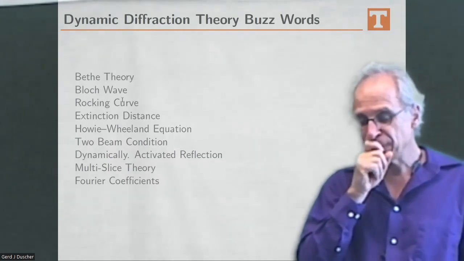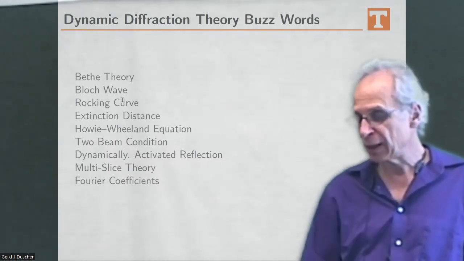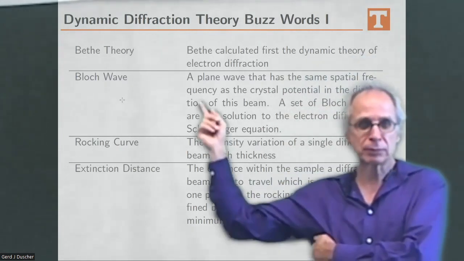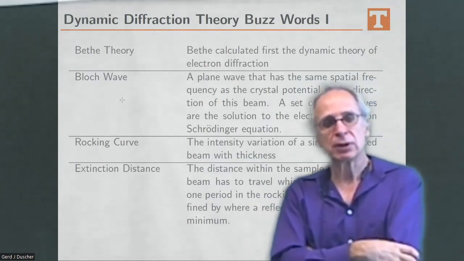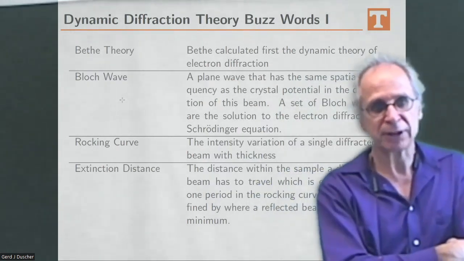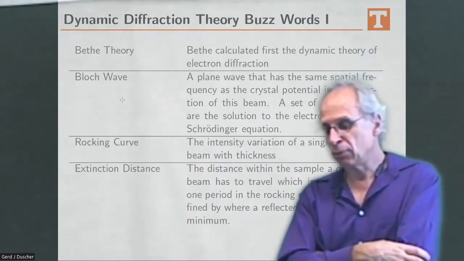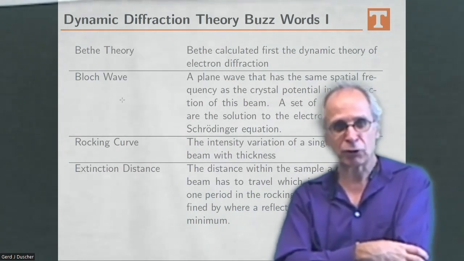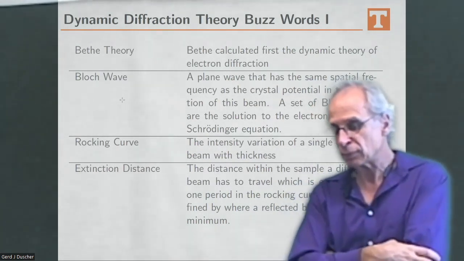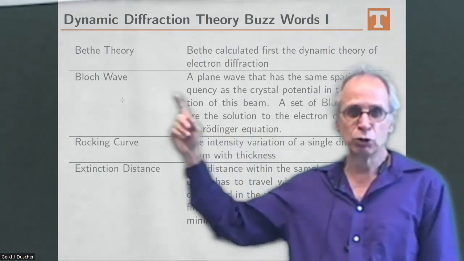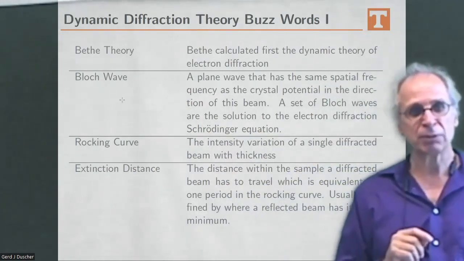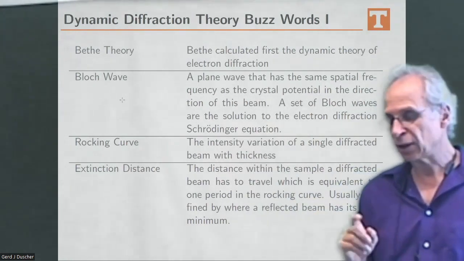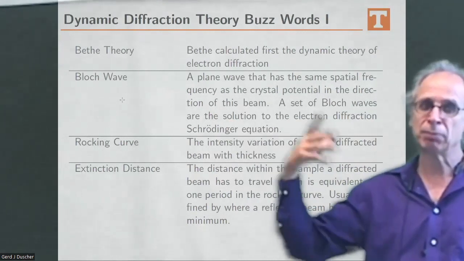In dynamic theory, we have a few more. Let's just directly go in there. So we have the Bethe theory. Hans Bethe developed that at Cornell. He was calculating the dynamic theory as the first one from quantum mechanics. The solutions to that are the Bloch waves, and we will talk about that a little bit. And the Bloch waves are directly related to your Bragg peaks.